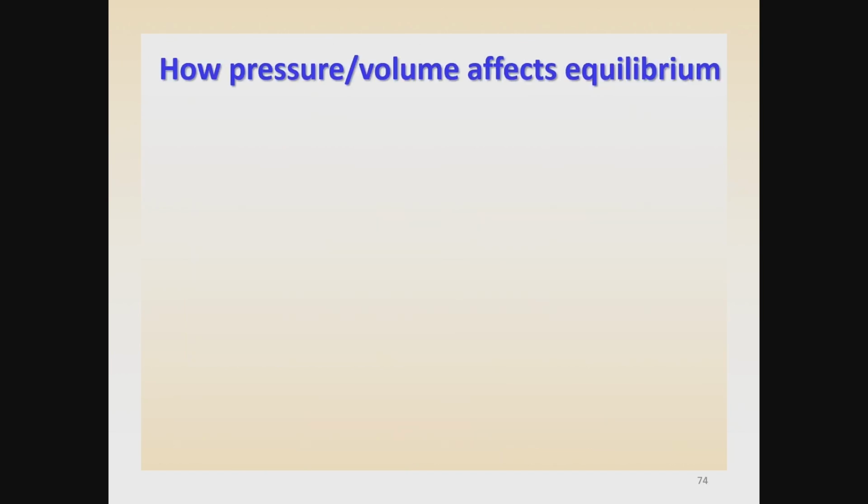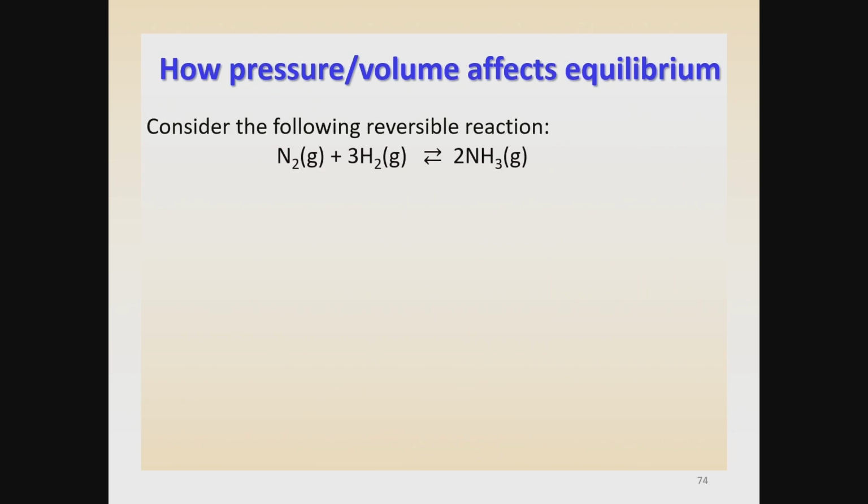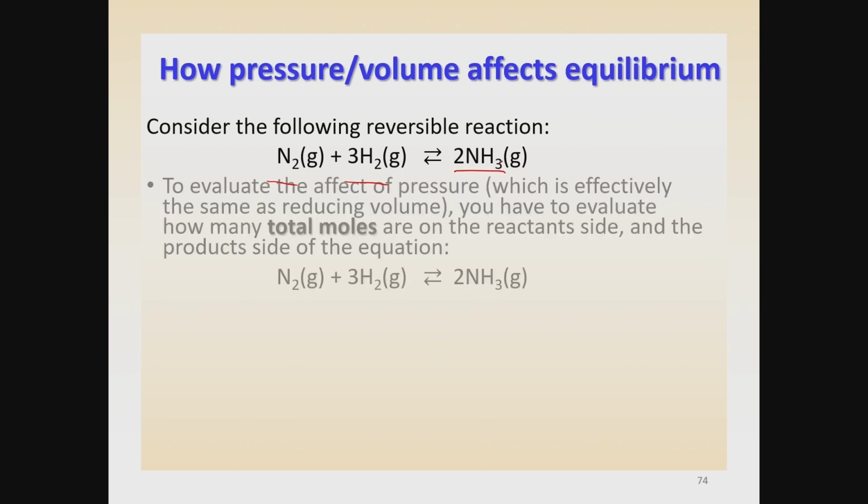All right, so now we can address how pressure and volume affect equilibrium. So let's consider the following reversible reaction. In this case, we have 2 gases, nitrogen and hydrogen, and they're in a reversible reaction with this molecule, which is called ammonia. That's NH3. And I say very importantly here, to evaluate the effect of pressure, which is effectively the same as reducing volume, you have to evaluate how many total moles are on the reactant side and on the product side of the equation. So let's look at the reactant side.